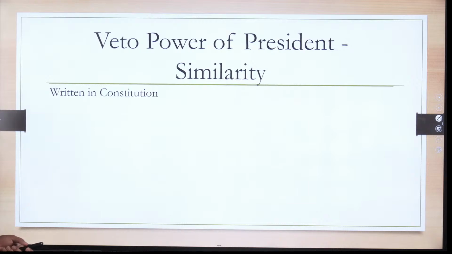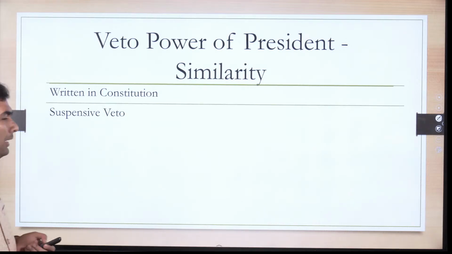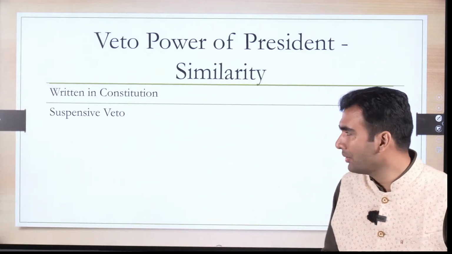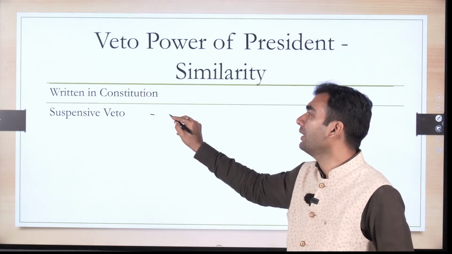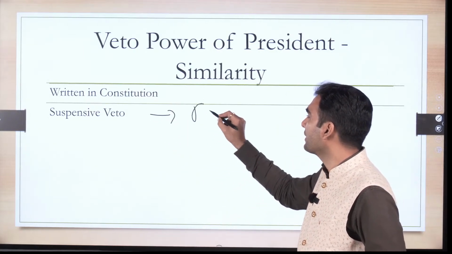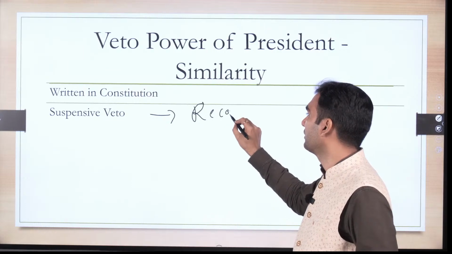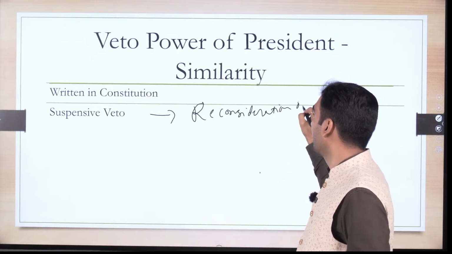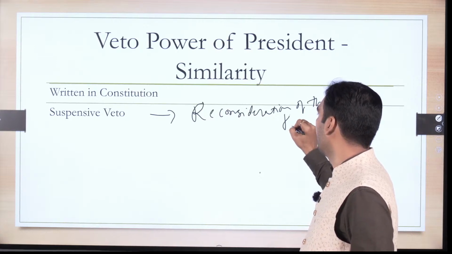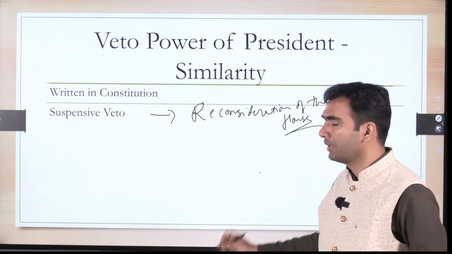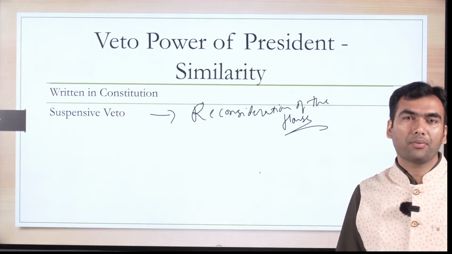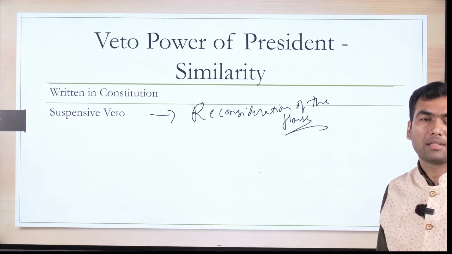The first thing is that both are written in the constitution. Second is that both of them have a suspensive veto. Suspensive veto is that they can send it for reconsideration of the house. Although in the USA there is something called a qualified veto, which is different from India's suspensive veto.